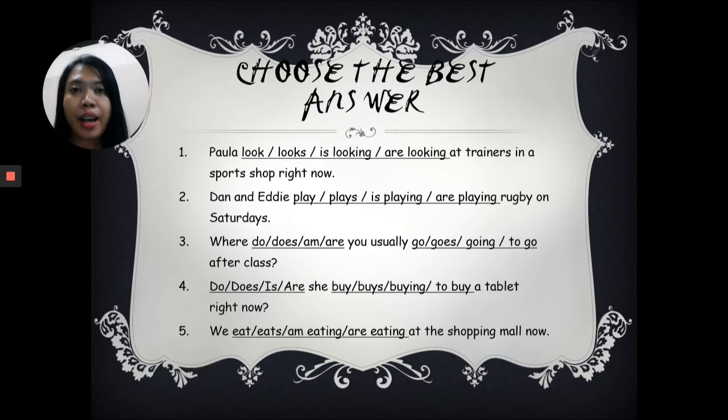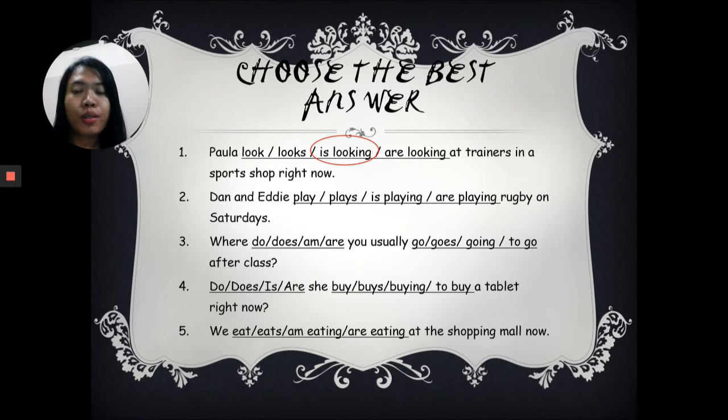Now we are going to have an exercise. This is the first exercise. Look at here. Choose the best answer. Number 1. Paula look, looks, is looking, are looking at trainers in a sports shop right now. The time signal here is right now. So what sentence is it? Yes, it is present continuous tense. So we need verb ing. So what's the answer here? Look, looks, is looking, or are looking? Yeah, the answer here is is looking.